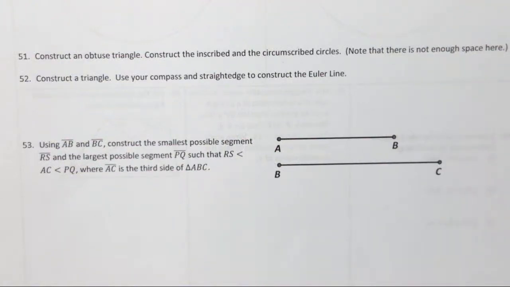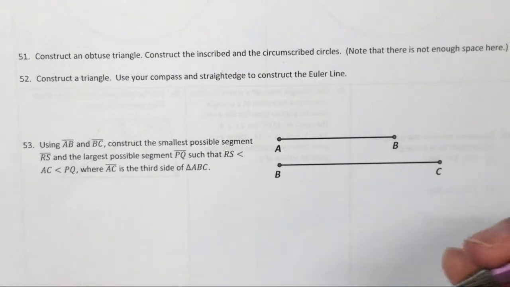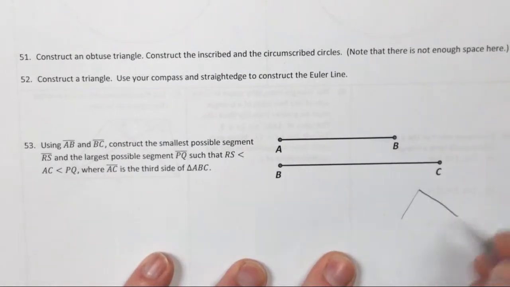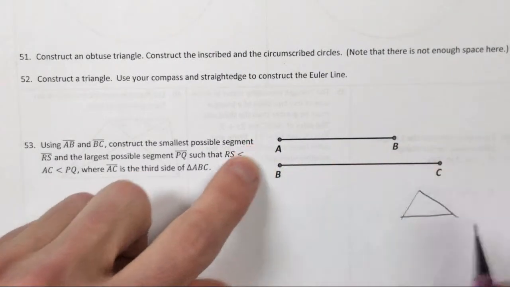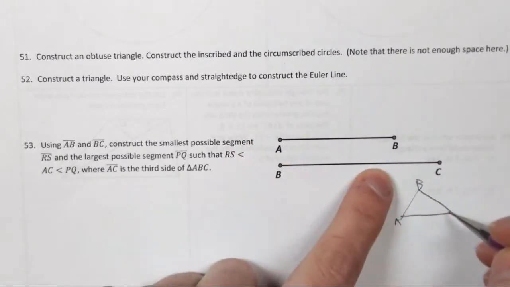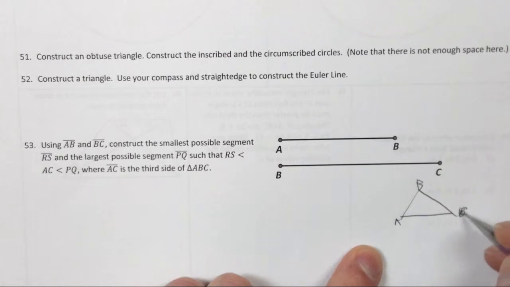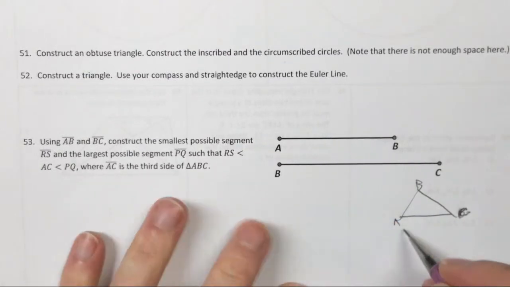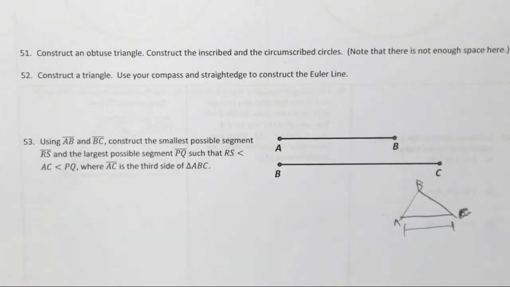Right, so number 53 has to do with the triangle inequality. To map this out, we have two sides of a triangle, AB and BC. We're trying to figure out between what two numbers the third side AC should be.